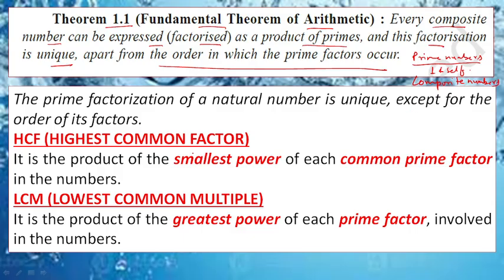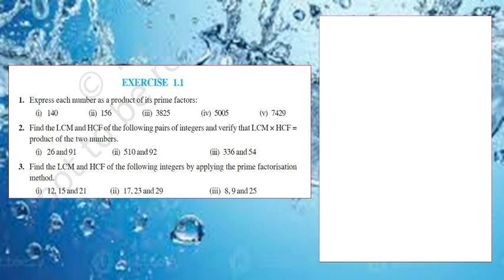And we will be finding the highest common factor and lowest common multiple. The highest common factor is the product of the smallest power of each common prime factor, whereas the lowest common multiple is the product of the greatest power of each prime factor involved in the numbers. Let us solve the questions.